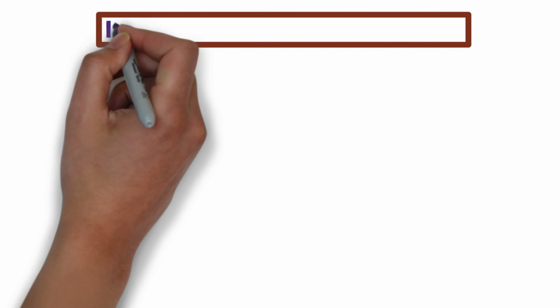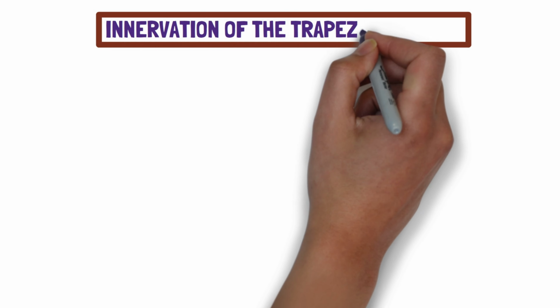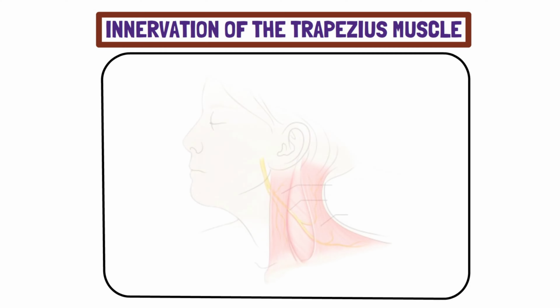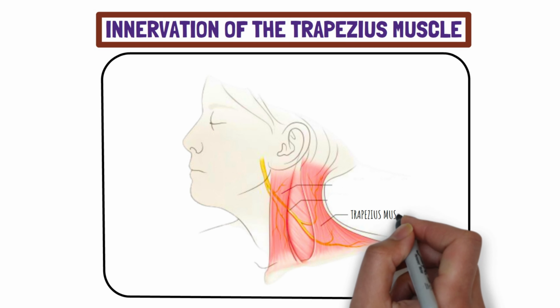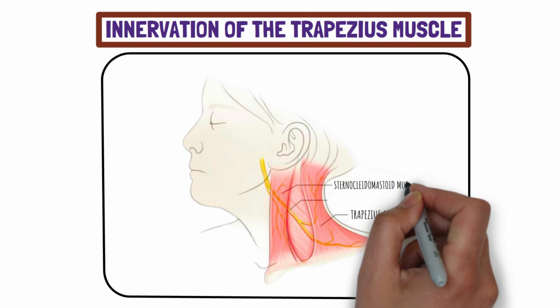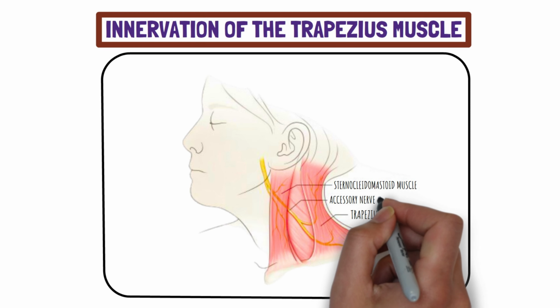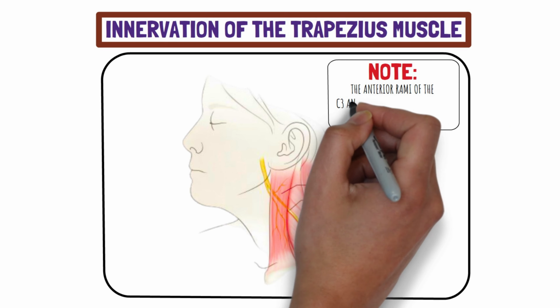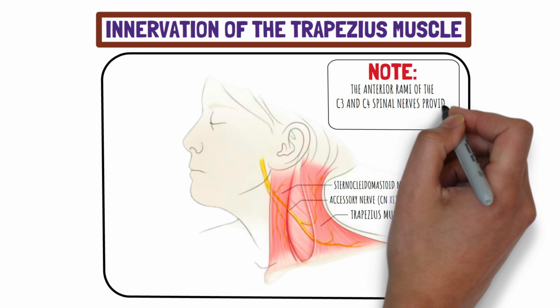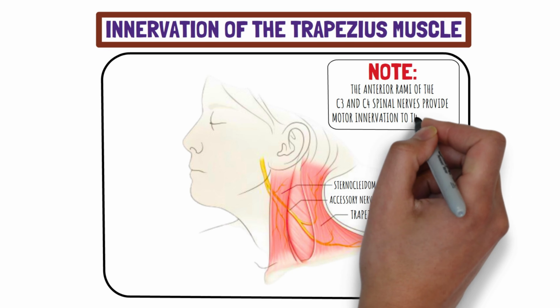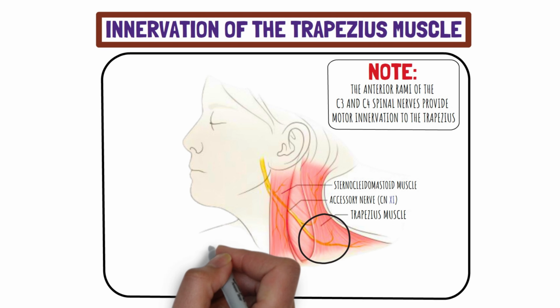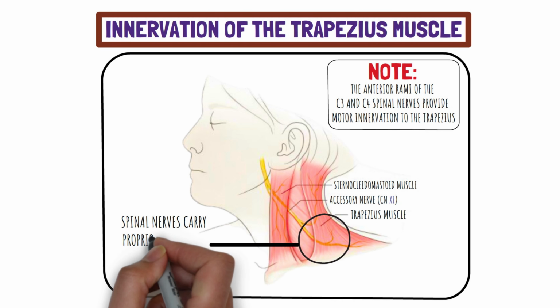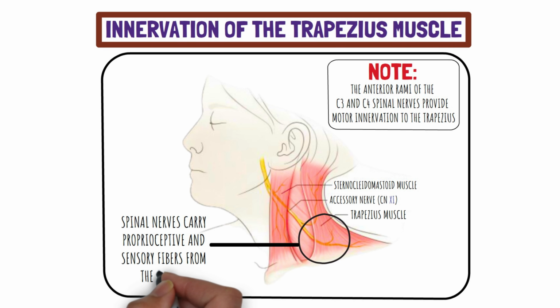The trapezius muscle stands out among the upper limb muscles as it does not rely on the brachial plexus for its innervation. Instead, the accessory nerve, cranial nerve 11, and the anterior rami of the C3 and C4 spinal nerves provide motor innervation to the trapezius. Additionally, these spinal nerves carry proprioceptive and sensory fibers from the muscle.